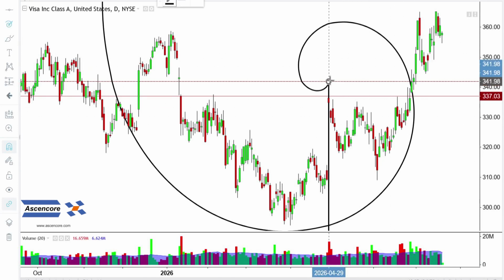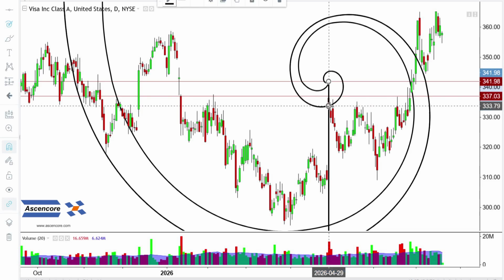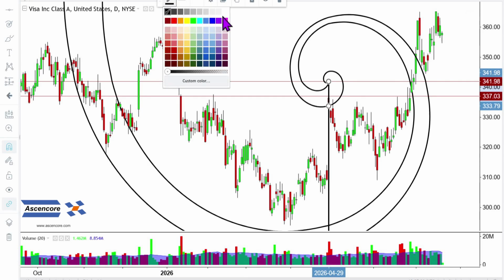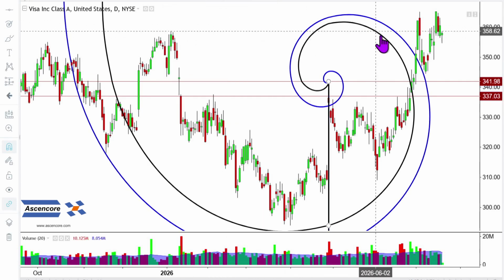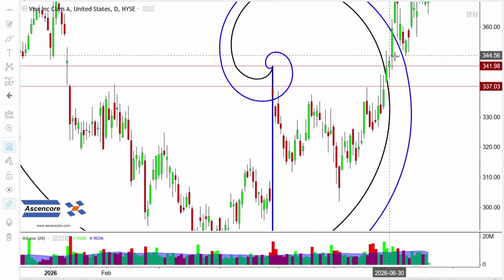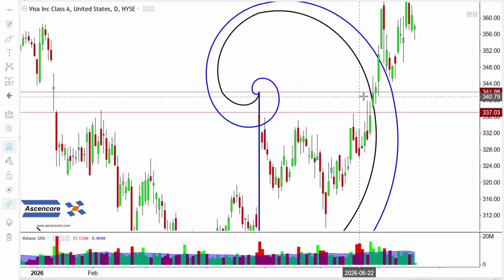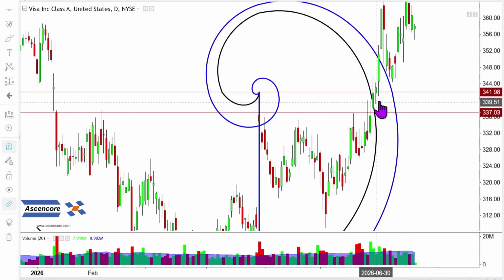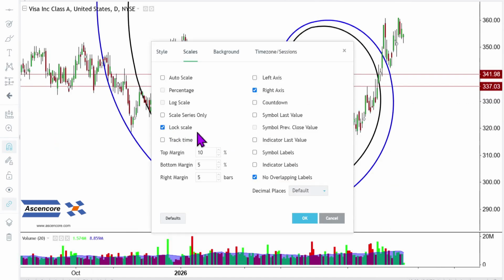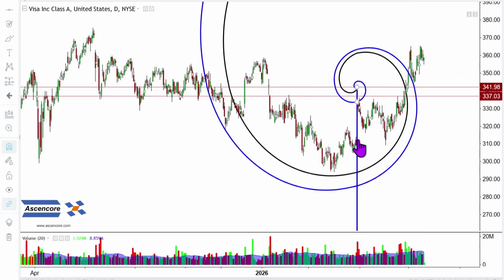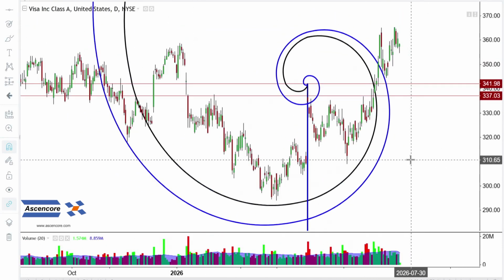Adding a second spiral that follows the curvature of the first spiral can also help define this area in price and time better. That's why placing the second spiral on the high and low of the bearish reversal candle can work in this case. Then, as usual, since this is a Fib tool with a curvature, make sure the scales are set to lock scale so there are no distortions when moving or zooming the chart.